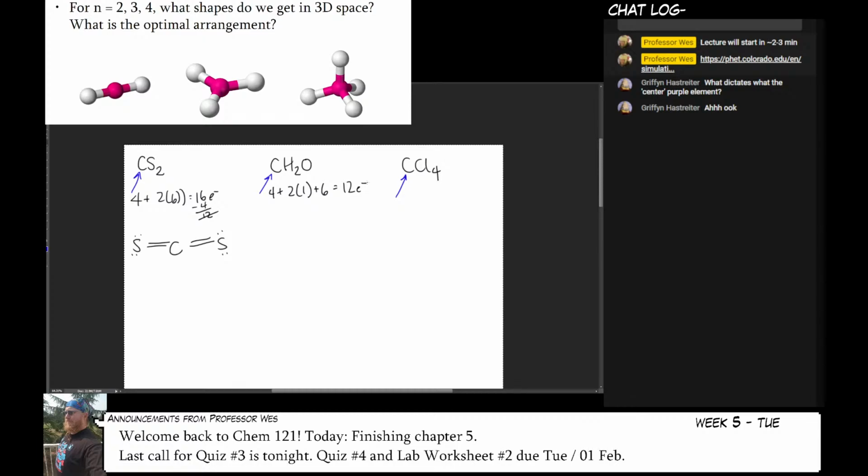For CH2O, this has 12 electrons, 4 from carbon, 2 from both hydrogens added together, so 1 each times 2, and then 6 from the oxygen.